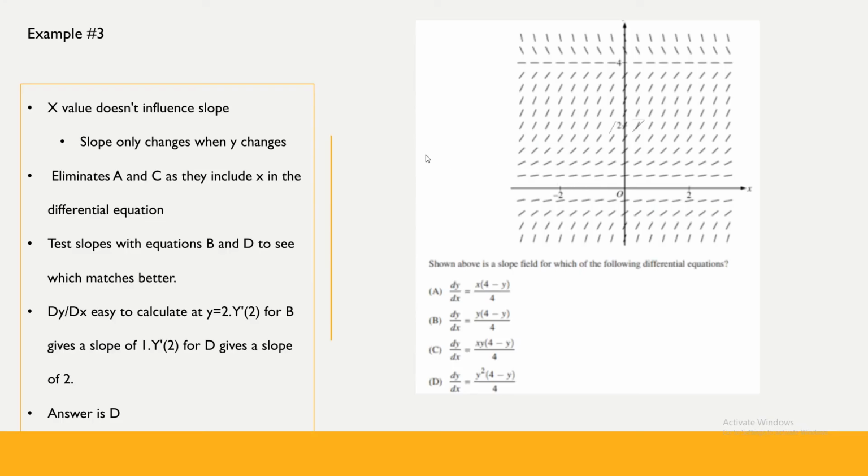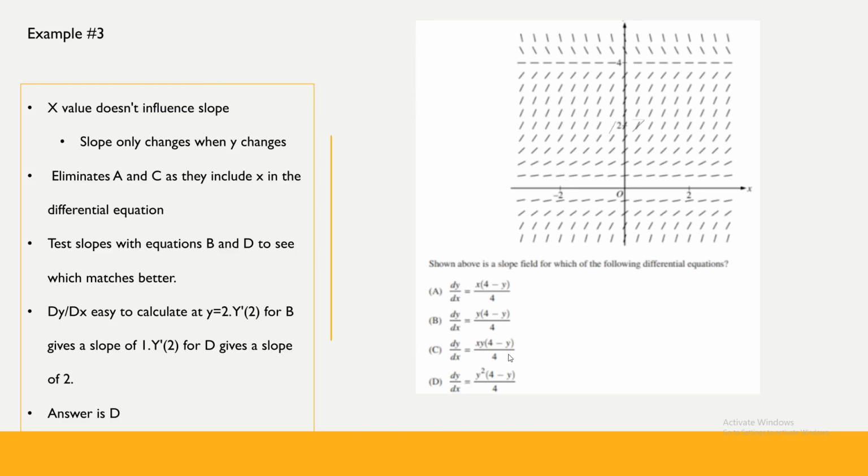Let's look at a third example. So this problem says, shown above is a slope field for which of the following differential equations. If you notice on all of these lines, the x isn't influencing the slope at all. So if you look at y equals 2, all the slopes are the same here. Y equals 4, all the slopes are the same here. So the slope only changes when y changes. That gives us an immediate clue when looking for our answer choices that we don't want to see x in our equation. Immediately that eliminates a and c, as both of them feature x in the differential equation.